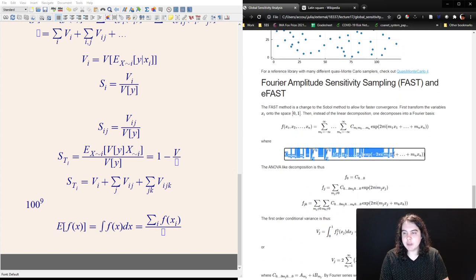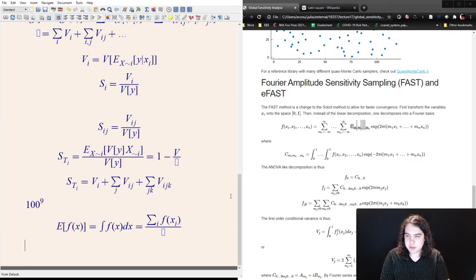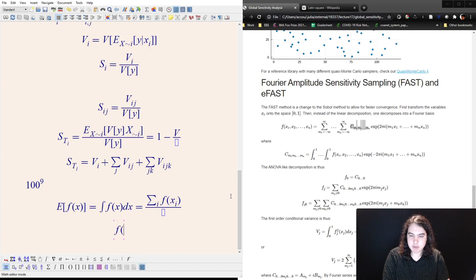And then you similarly define what I mean here by the dots. I'm saying that f of x equals c1 exponential of 2 pi i m1 x1, and then plus ci cj, right? So it's like what we did before.